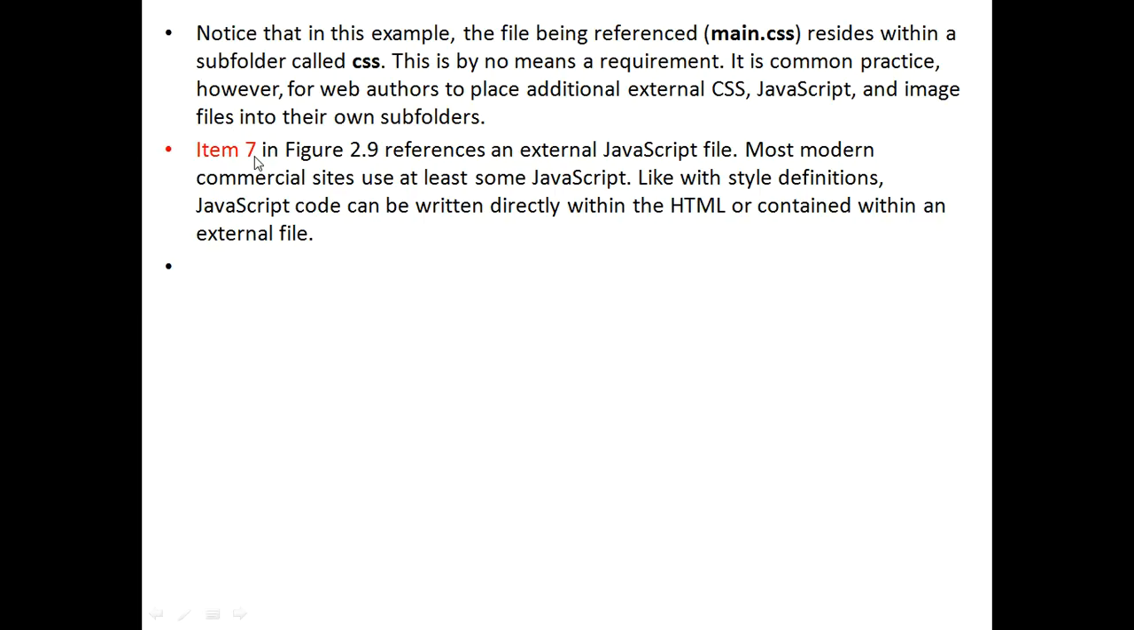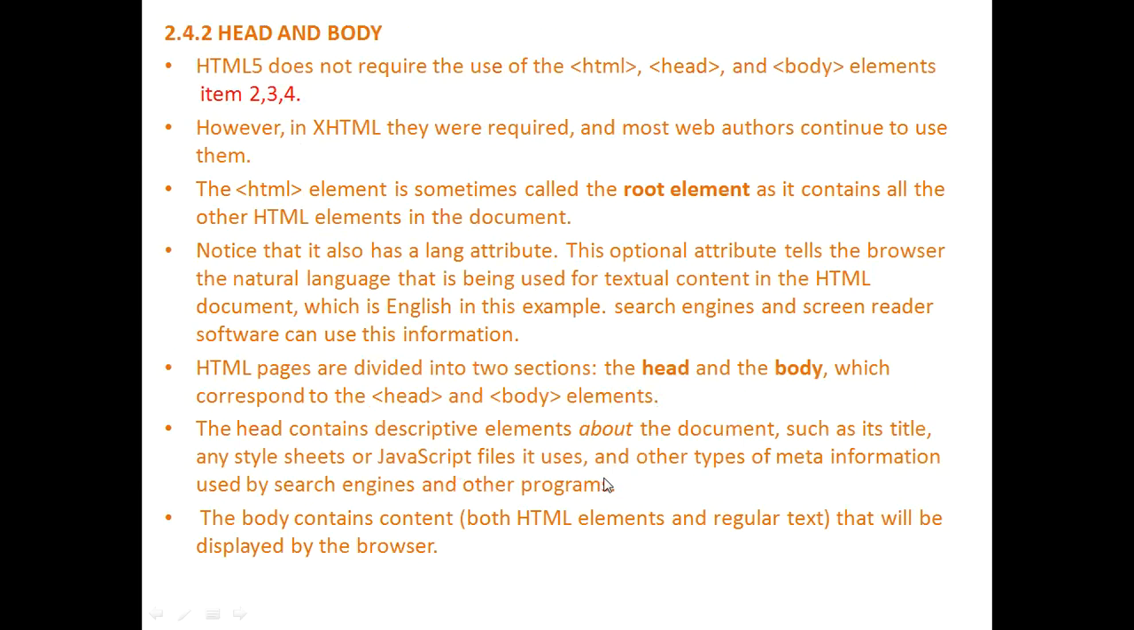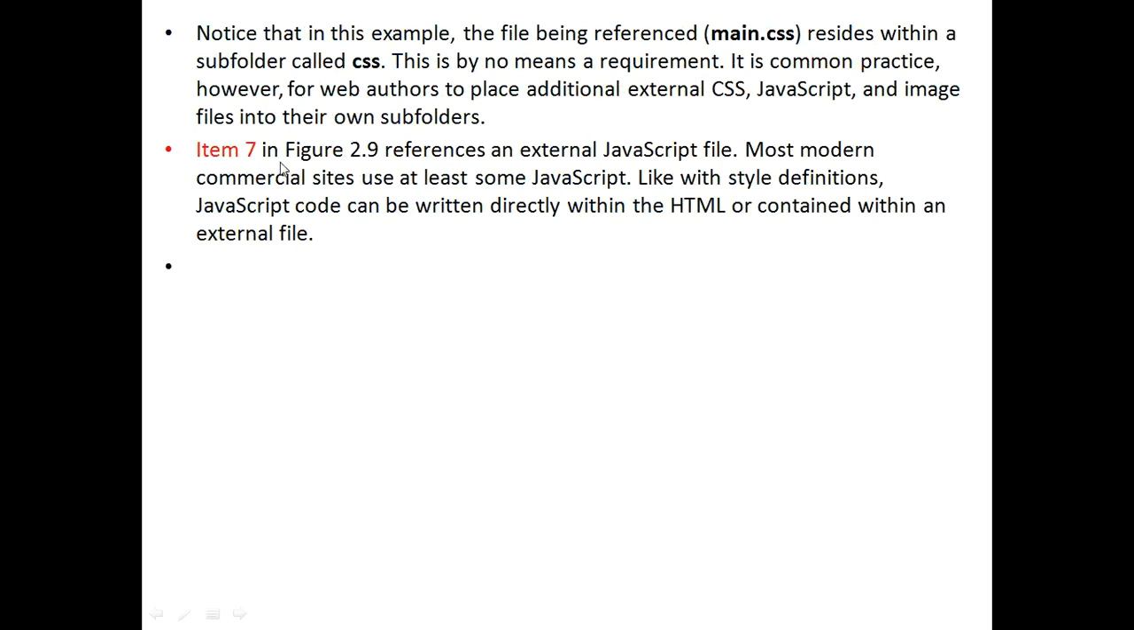Item 7. Item 7 represents a JavaScript. .js represents JavaScript. Clear? This is also the same thing. It's a JavaScript which you are storing outside of your HTML pages, and you are including that by using the script tag. Item 7 in figure 9 refers to the external JavaScript file. Most modern commercial sites use at least some JavaScript files, like the style definitions we discussed earlier. Similarly, we are using this JavaScript.